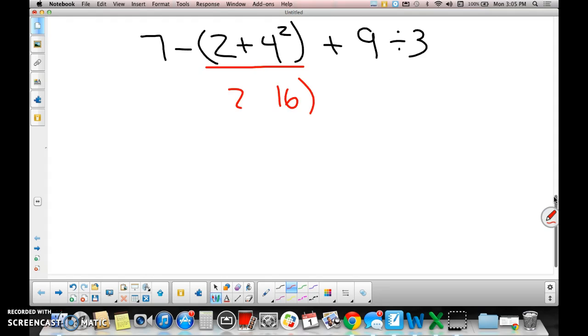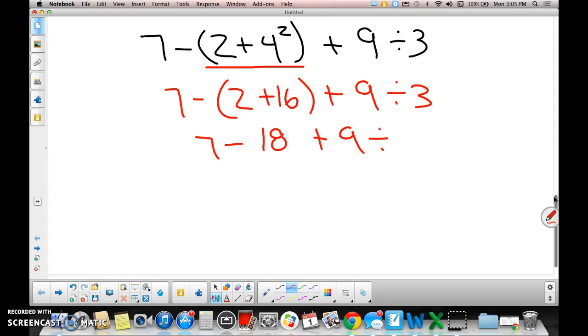We still have these parentheses. We still have 7 minus whatever these parentheses are. We still have plus 9 divided by 3. So the parentheses still exist. We got rid of the exponent within the parentheses. So now we solve the parentheses and get 2 plus 16 is 18. Rewrite your problem. 7 minus 18 plus 9 divided by 3.